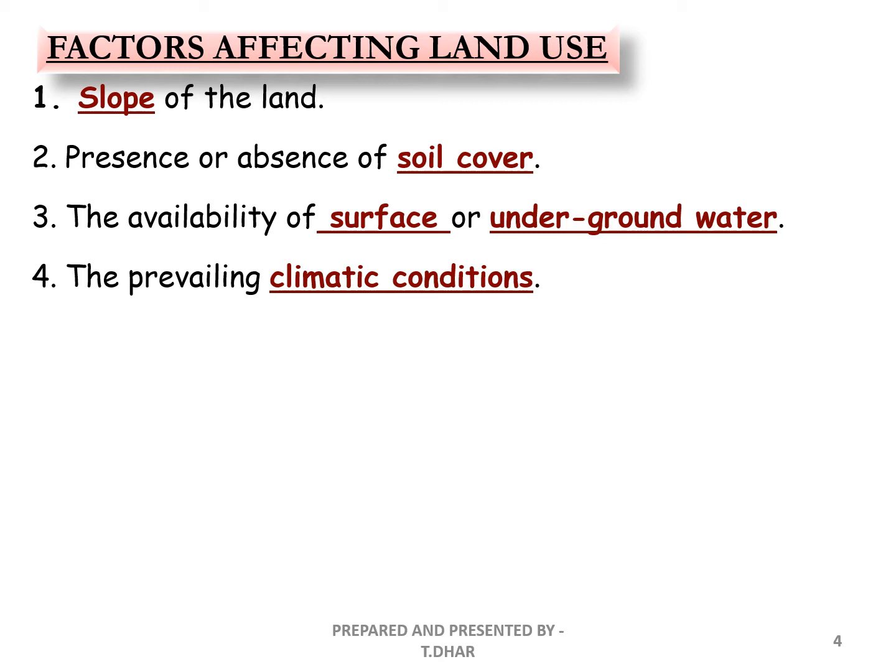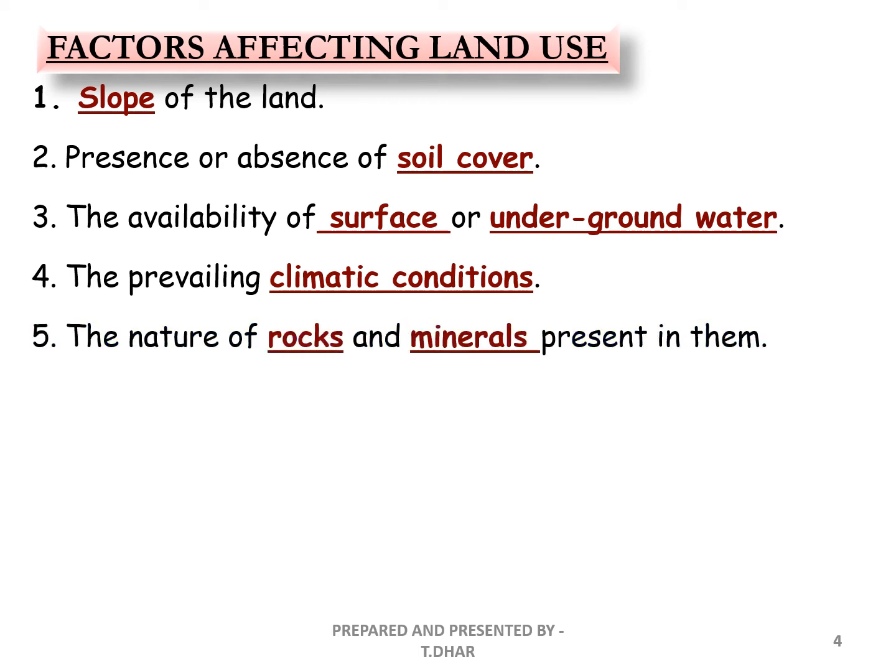Farming is possible only in moderate climates where there is neither too much heat nor too much cold. Moreover, the growth of industries, houses, etc., all those things also depend on climatic conditions.